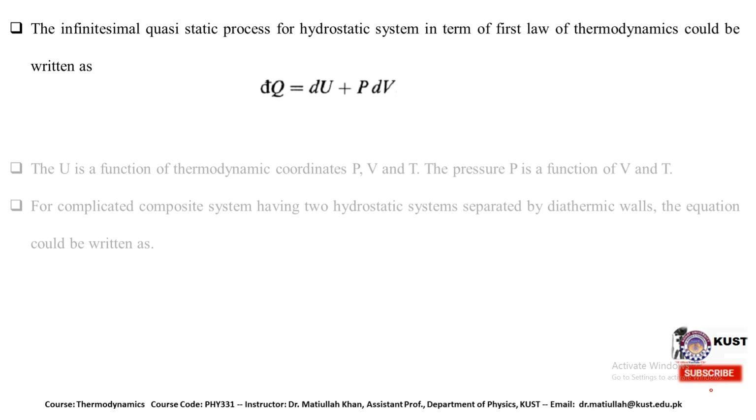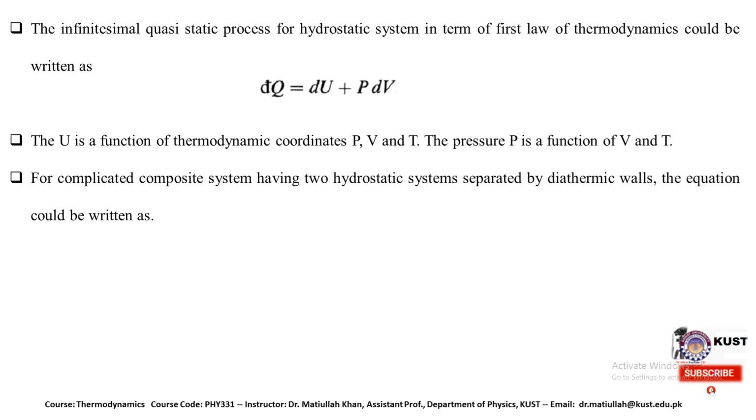So the infinitesimal quasi-static process for a hydrostatic system in terms of the first law of thermodynamics could be written as follows. We need to replace the work done by PdV, because work done in a hydrostatic thermodynamic process is equal to PdV, dW is equal to PdV. So in the last equation, dq is equal to dU plus dW, which is replaced by dq is equal to dU plus PdV.